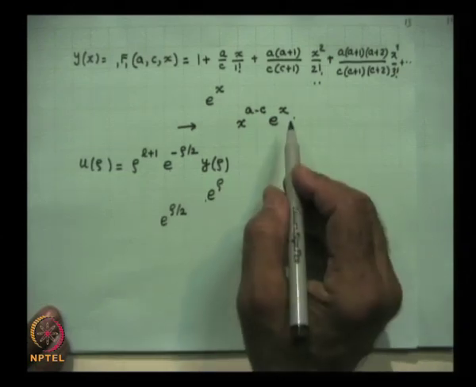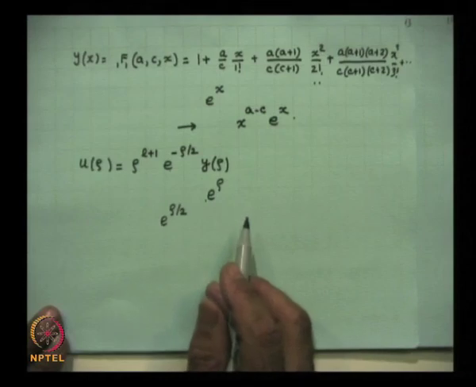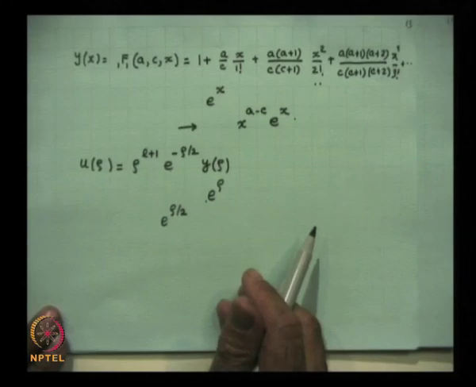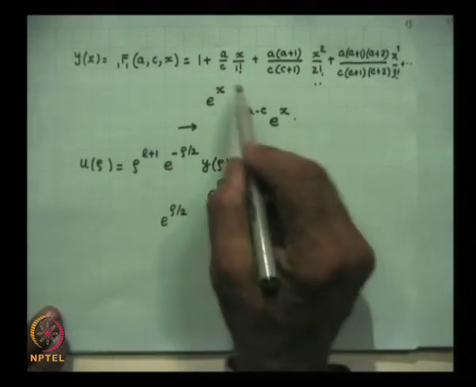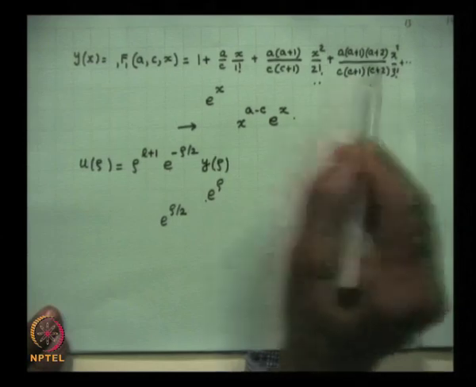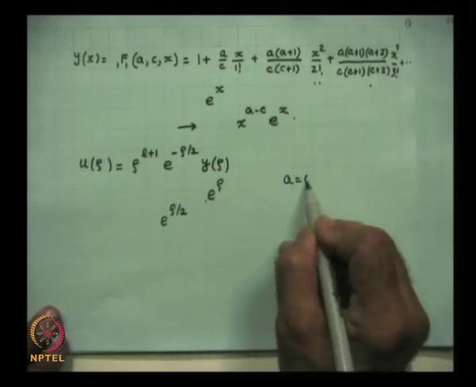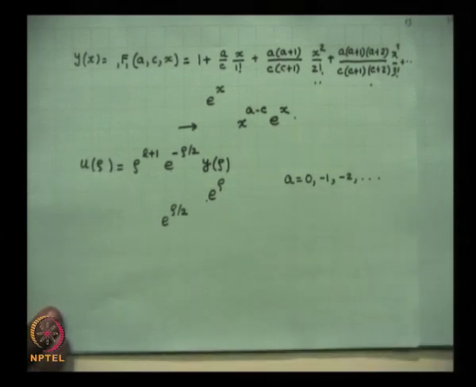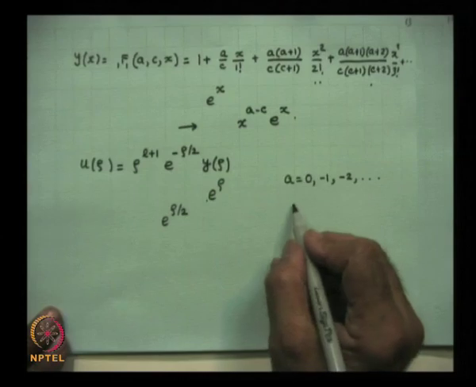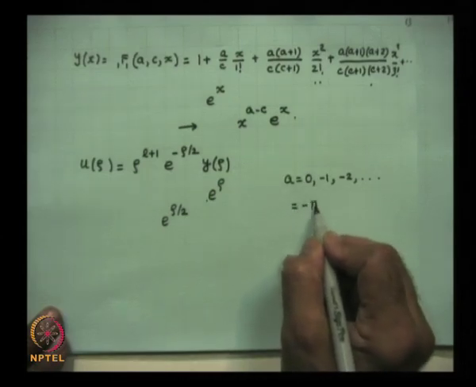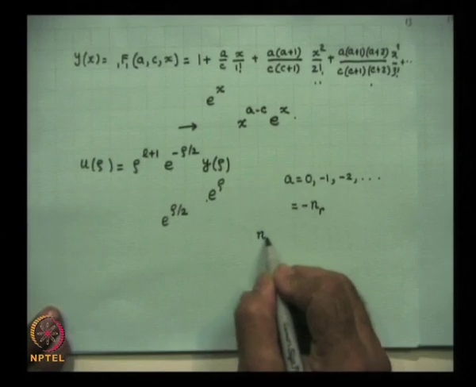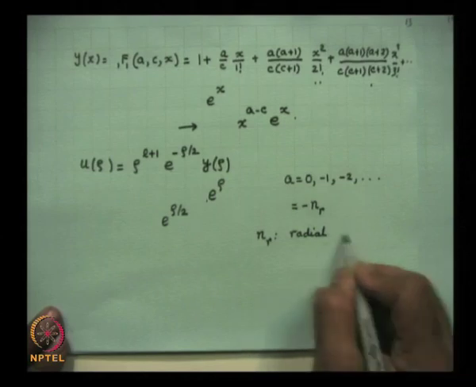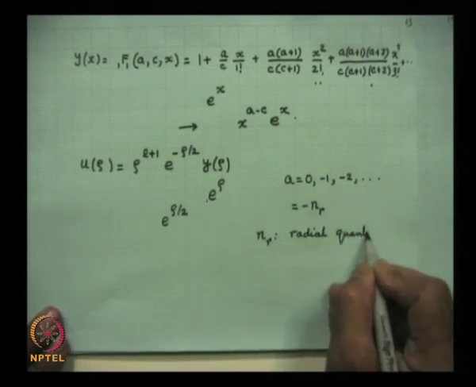And that cannot happen, otherwise the wave function will not be normalizable. So, the series can be reduced to a polynomial only if a is 0 or minus 1 or minus 2, etc. So, we put this as minus nr, where nr is known as the radial quantum number.